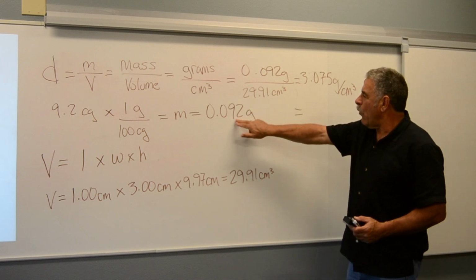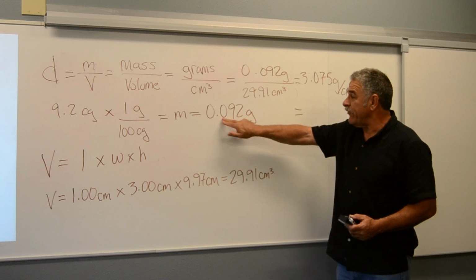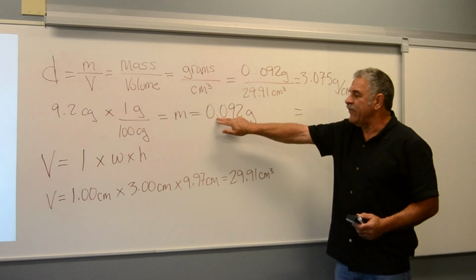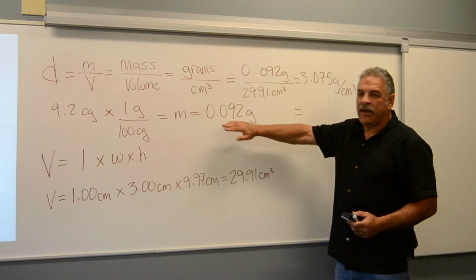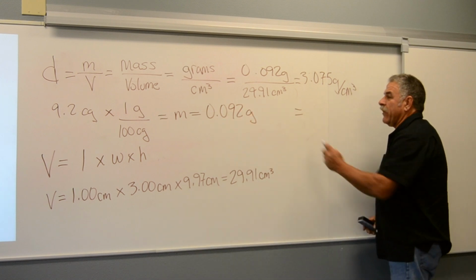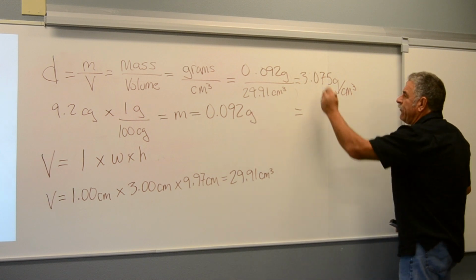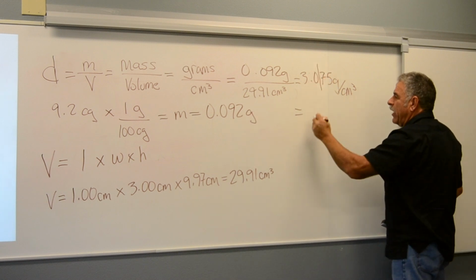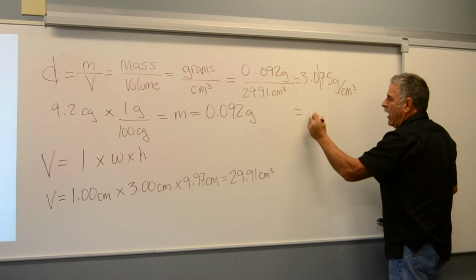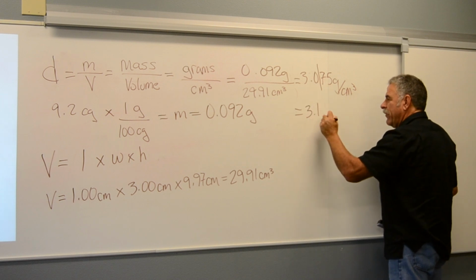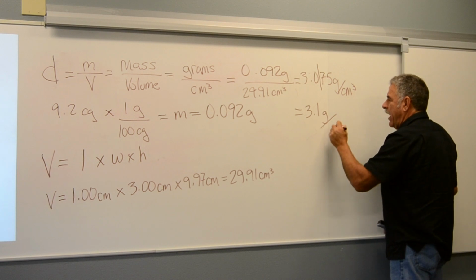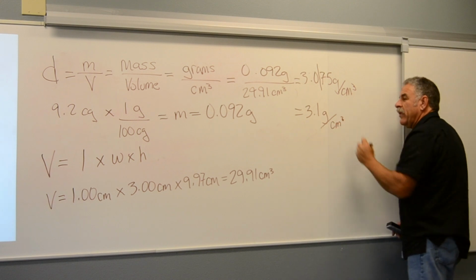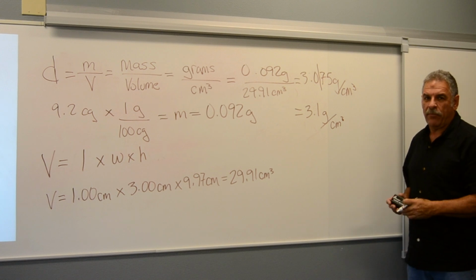Our mass has 2 significant figures. There's a 0, but because it's in front of the number, it can be ignored. And so only 2 significant figures. So we look at these 2 numbers and use this number to round. And we do. And we end up with 3.1 grams per centimeters cubed. And that's how you do the first density problem on the worksheet.